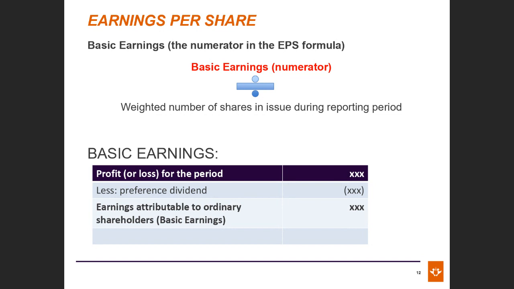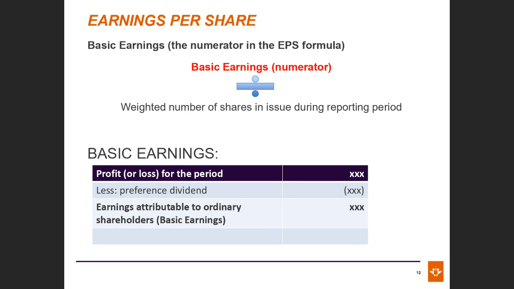So the starting point for us to calculate our basic earnings in our formula, in our ratio, is to start with our profit or loss for the period. So as you can see there in the calculation of basic earnings, the starting point for our basic earnings is our profit or loss for the period. And this would come from your statement of comprehensive income.